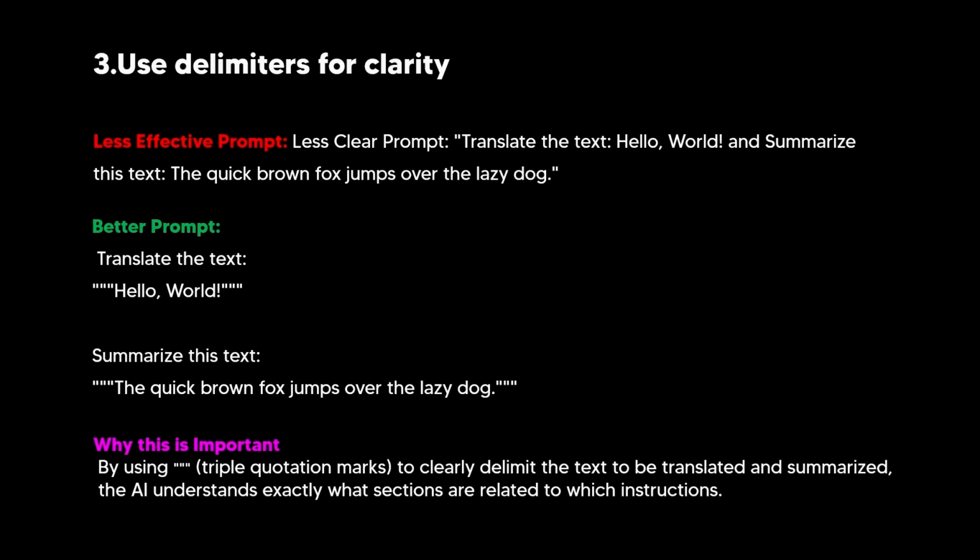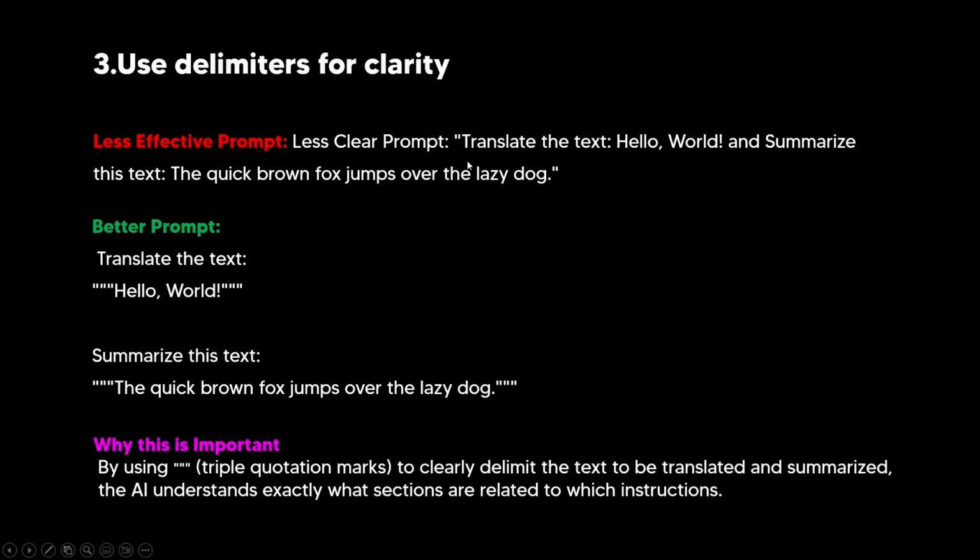For example, question marks at the start of a question section and question marks at the end, so we can see a less effective prompt. A less clear prompt is "translate the text hello world and summarize this text." But for a better prompt, we can see "translate the text hello world," and we can see that this is in quotation marks.